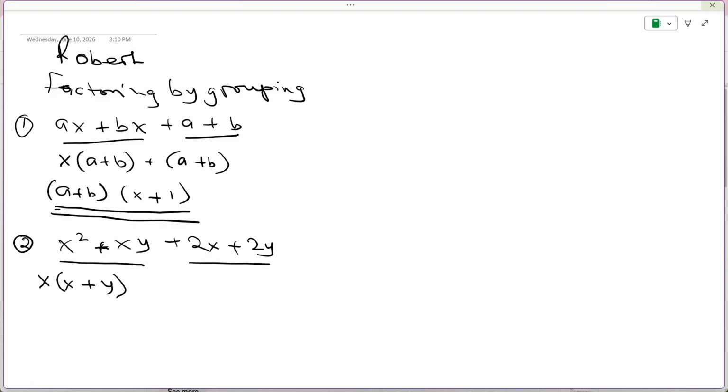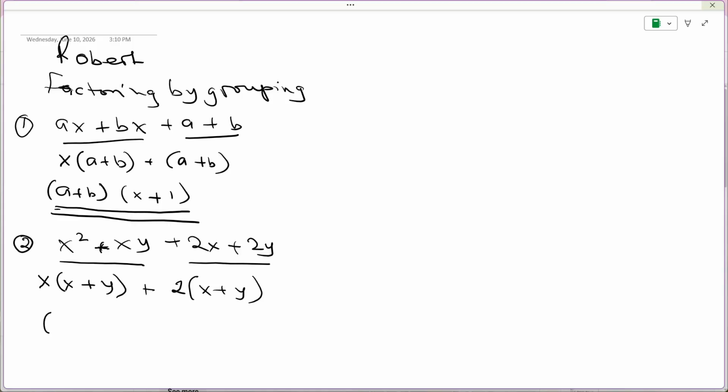And when we look at the second pair of expressions or elements in the expression, we can bring out 2 into x plus y. And in this case, we have now two expressions that have got x plus y into them as a common factor.